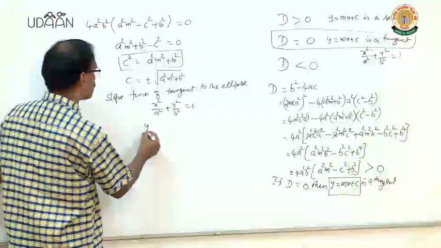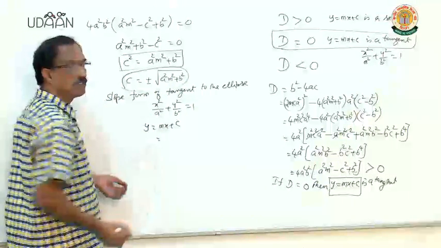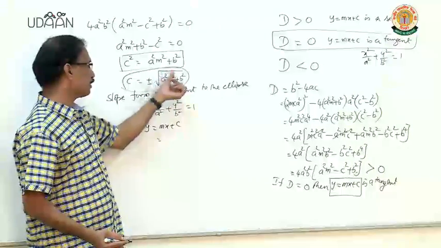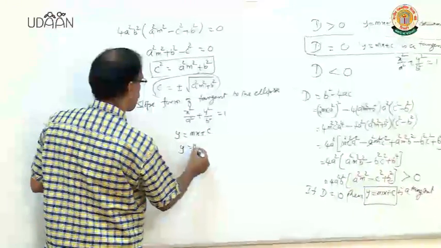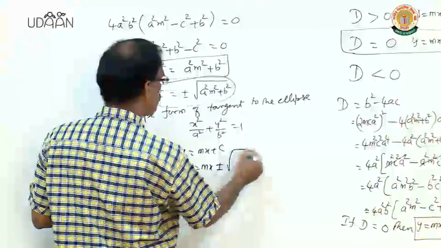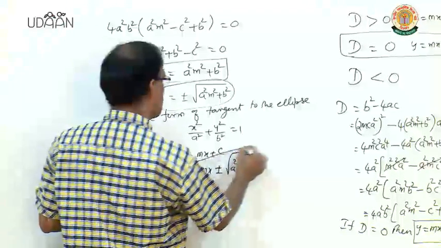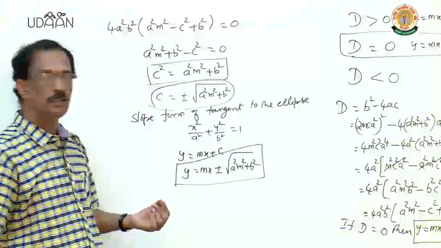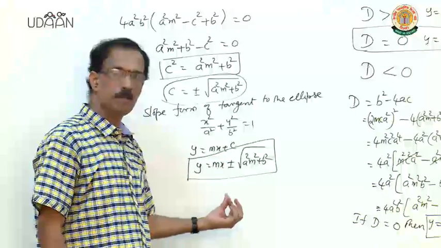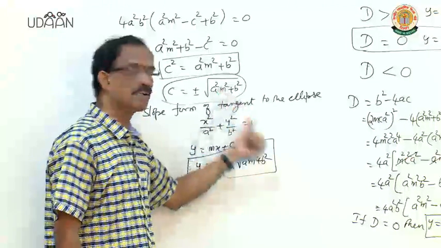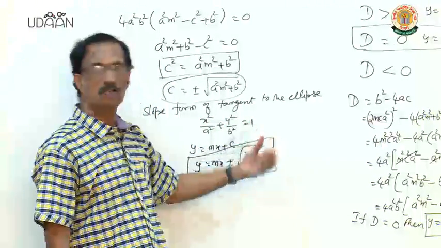So, y equals mx plus c, but what is c? We have c equals plus minus root of a square m square plus b square. So, y equals mx plus minus root of a square m square plus b square. This is the standard equation of tangent in slope form, where m is the slope of the line, that is, of the tangent to the ellipse x square by a square plus y square by b square equal to 1.